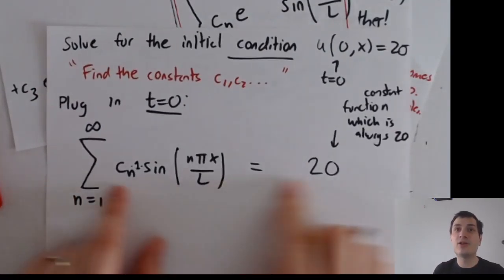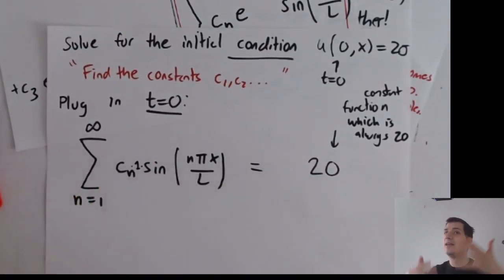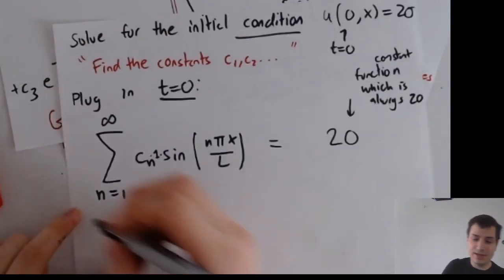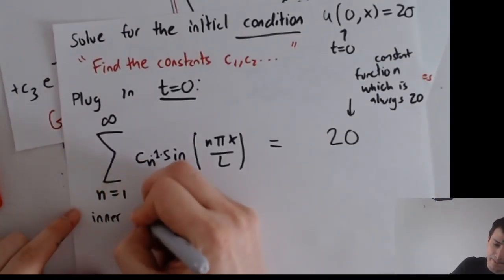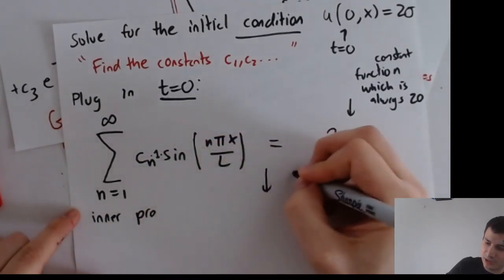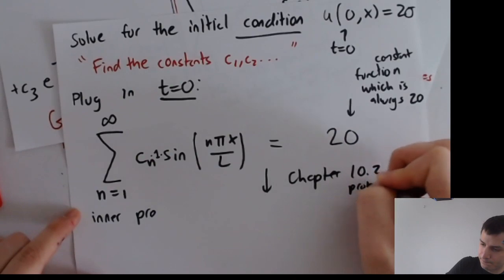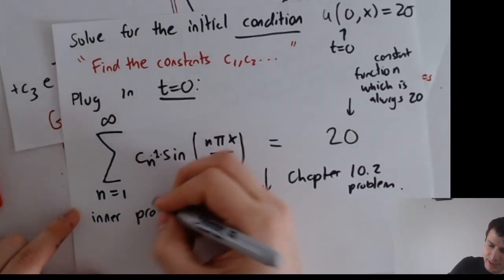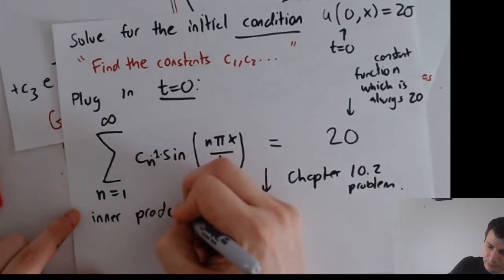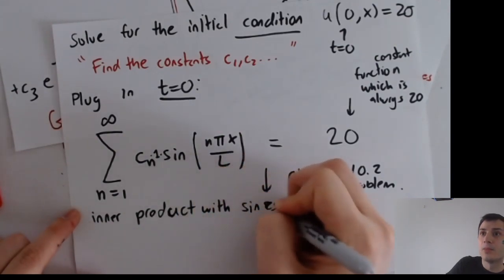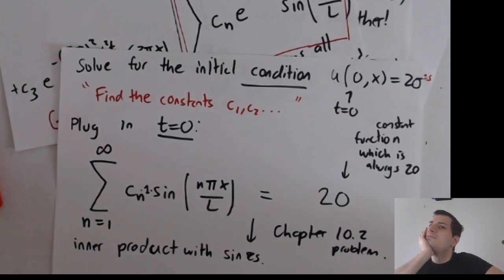Okay, so how do you find the constants C1 to Cn? This is a Fourier sine series for 20. And so what I'm going to do is the inner product. This is now a chapter 10.2 problem. Okay, I'm about to do this.